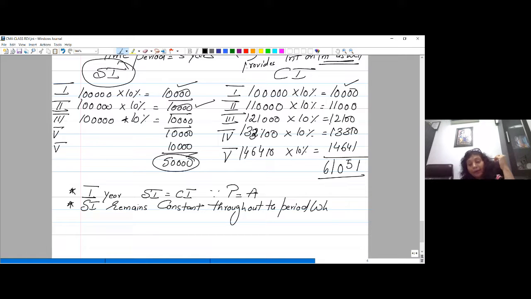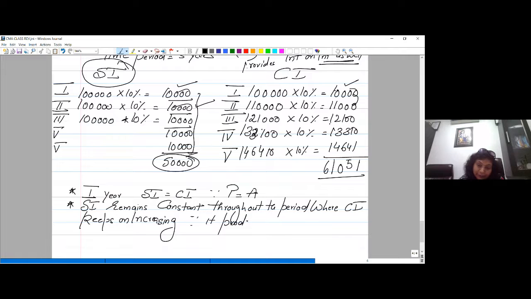Whereas compound interest keeps on increasing every year. Now just look at the example. Simple interest remains constant, but compound interest keeps on increasing: 10,000 to 11,000, then 12,000, then 13,000, then 14,000. It keeps on increasing because it provides interest on interest as well.